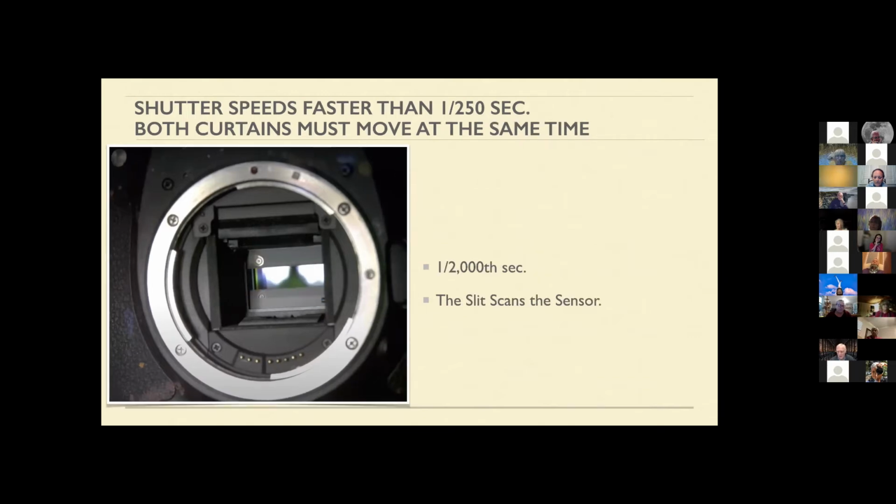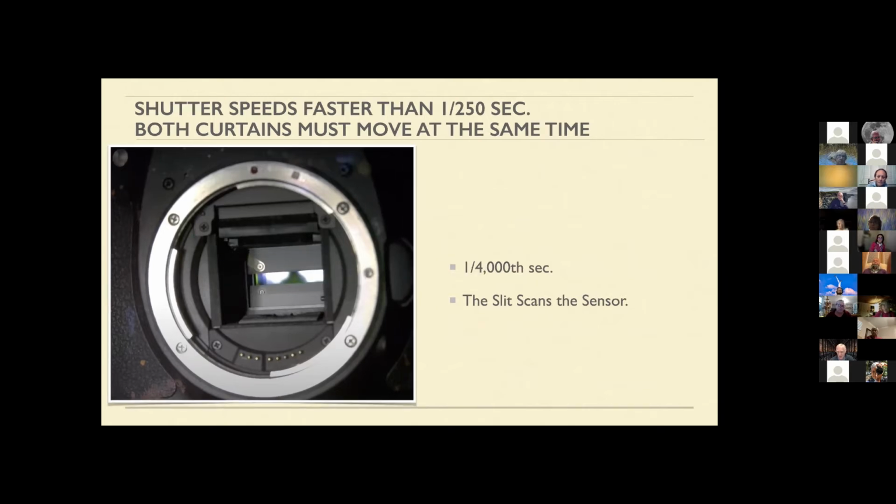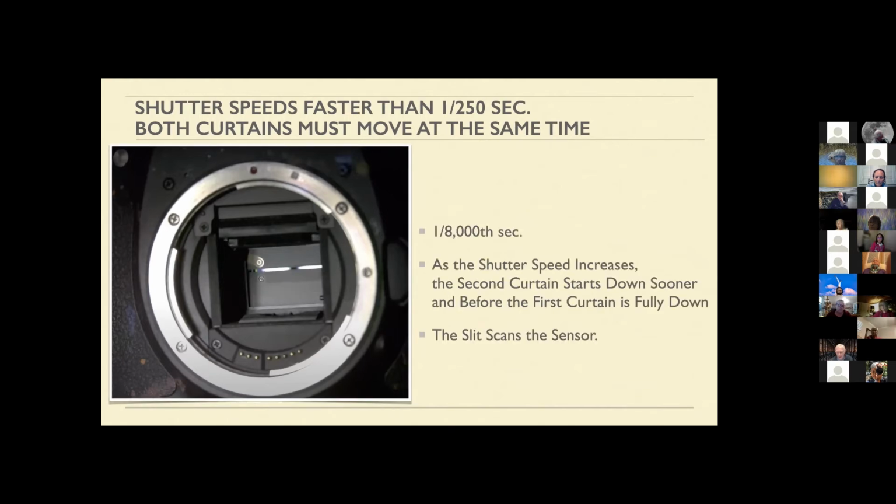This is what happens if we go to 2,000th of a second. This is what happens if we go to a 4,000th of a second. In fact, we have created a slit, and the slit is scanning the sensor. And here it is at 1/8,000th of a second. So it's really important that you understand that when we get above 1/250th of a second, the sensor is not completely exposed, but we have a slit that runs down and scans the sensor. It's a pretty clever trick, but that's how it's done.